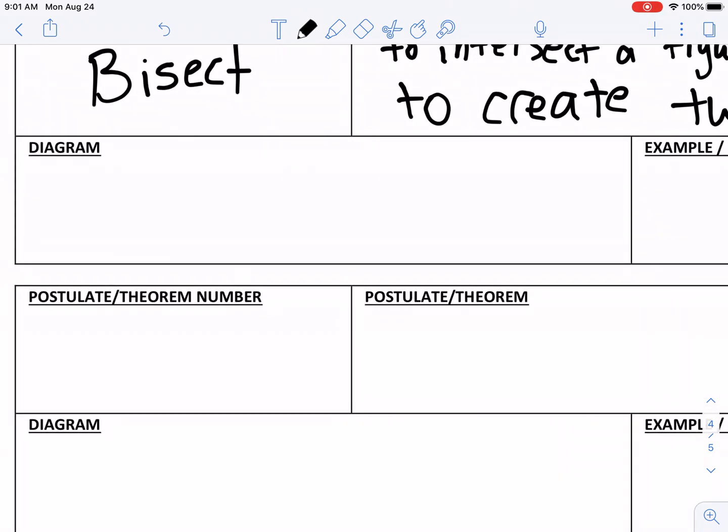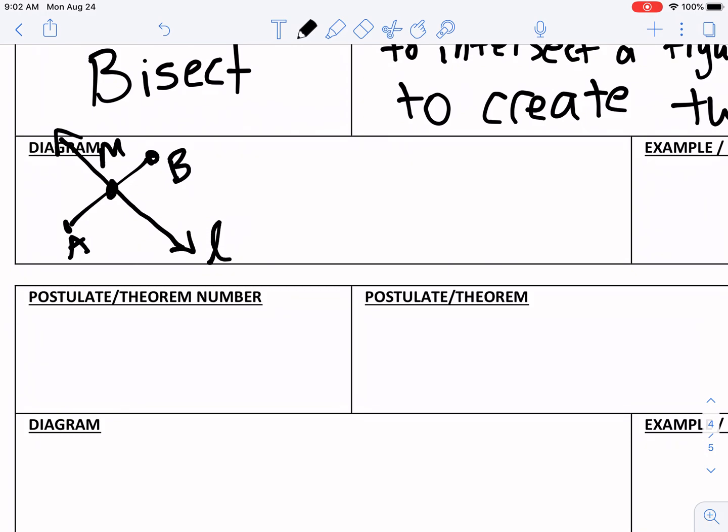For instance, if I had segment AB here, I could bisect it with some line, L, okay? And what that means is I cut this segment exactly in half so that we're cutting right at the midpoint, okay? So this would meet at the midpoint M, whatever it happens to be. So when we bisect AB, we now have two equal segments, AM and MB, okay?